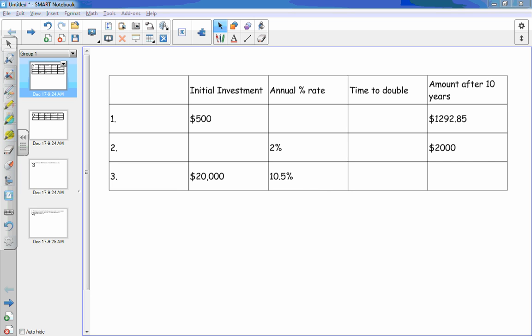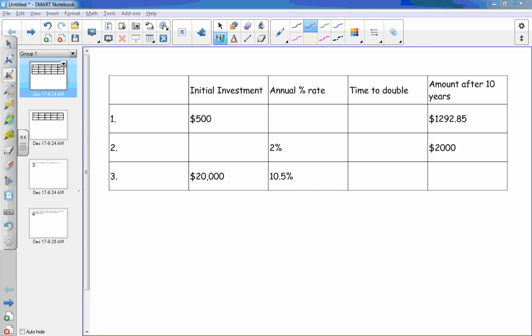Okay, this is the 3-5 worksheet. 1, 2, and 3 interest formulas. Which one do we want to do? 1, 2, or 3? 1. Okay, if we do number 1, it's asking for the rate and it's asking for the time to double. What's the easiest thing to be able to do first?